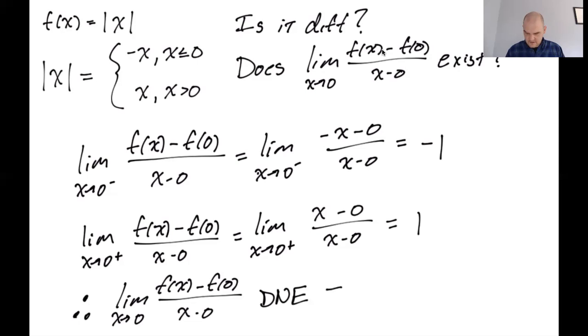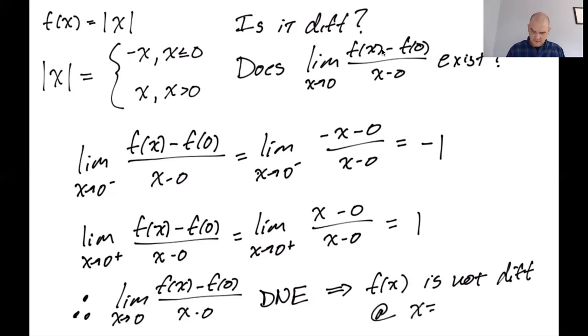That means, so that implies f of x is not differentiable at x equals 0, which also means f of x is not a differentiable function. If there's any point in the domain of the function where the derivative doesn't exist, the function is not a differentiable function. So the absolute value of x is the classic example.